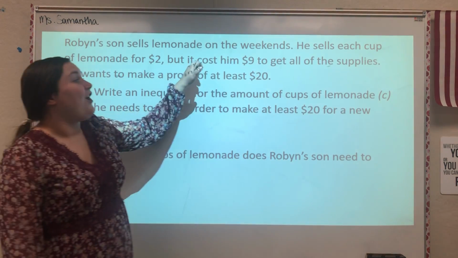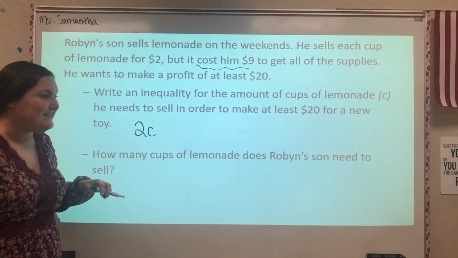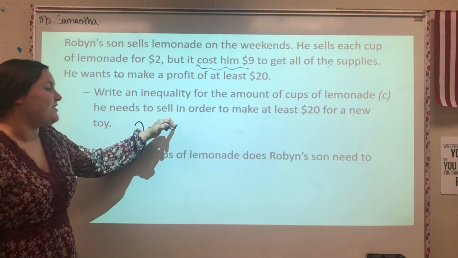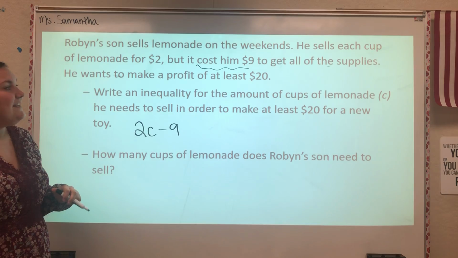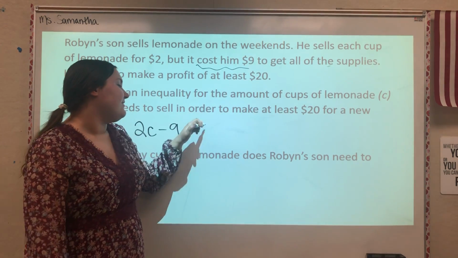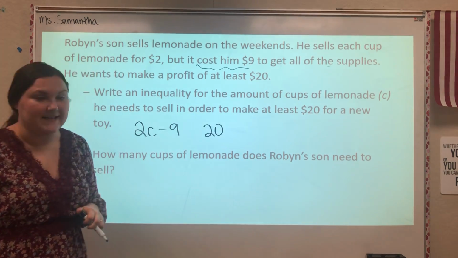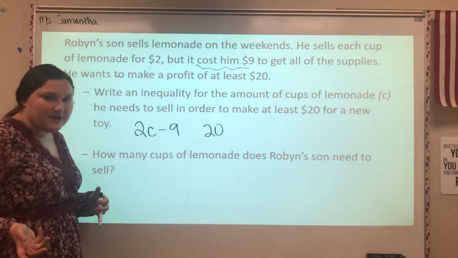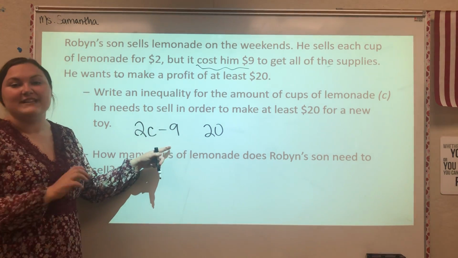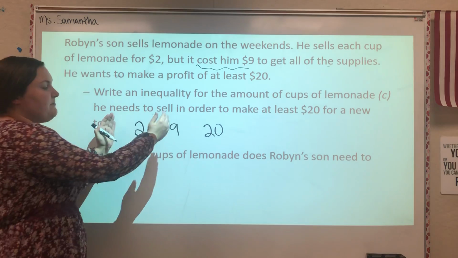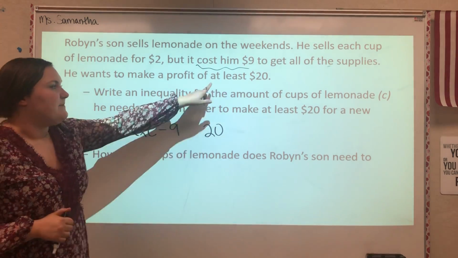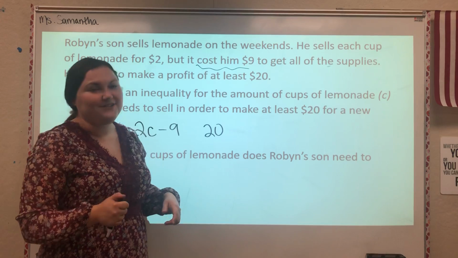It tells us it costs him $9 for all those supplies. Costing him money is money he's losing, so I want to subtract out that 9. And then he wants a profit of at least $20. Well, I know 20 is going to go on this side. This is the money he's making, right? He's making $2 for each cup of lemonade, but he has to take $9 out of the money he makes. So this represents how much money he ends up with. We want him to end up with at least $20.